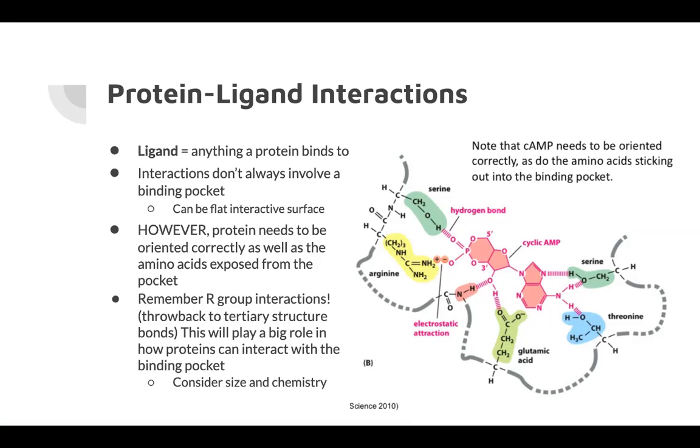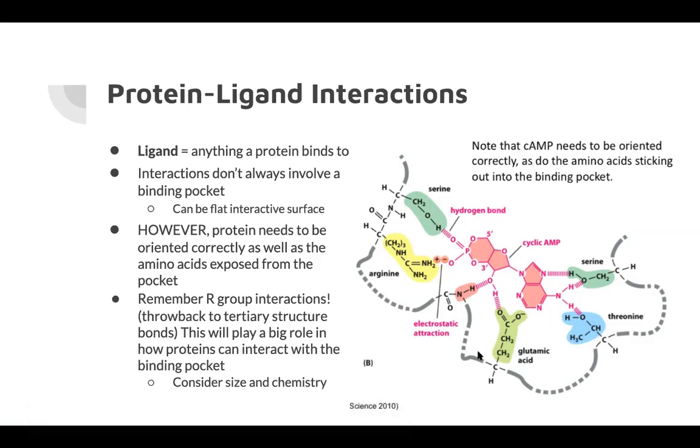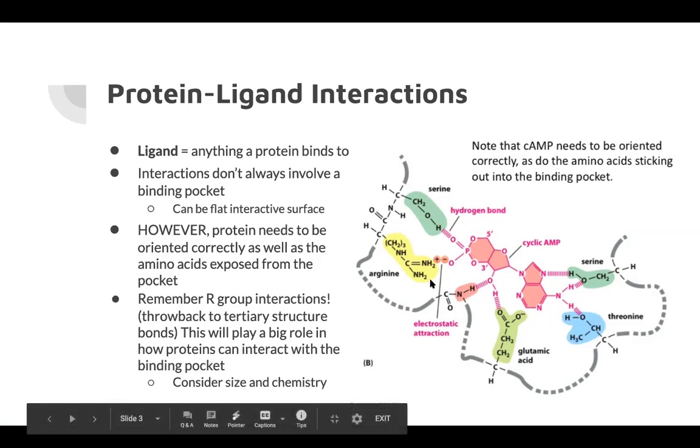Also, in a protein-ligand interaction, it is going to be specific on what protein and ligand combination it's going to be. So the protein needs to be oriented correctly, as well as the amino acids exposed from the binding pocket. If you look at this image right here, we have cyclic AMP, and you see that it is binding to the amino acid side chains in the binding pocket.